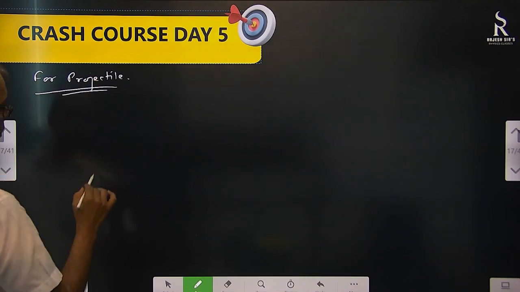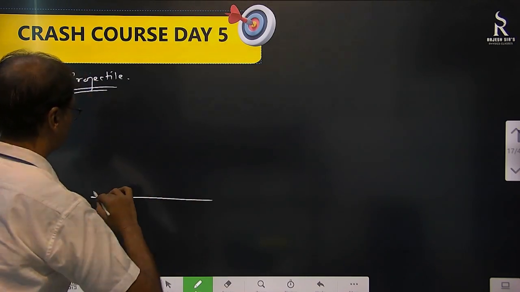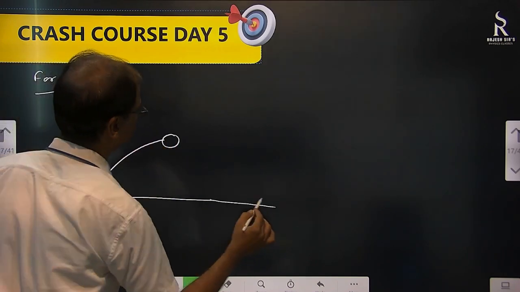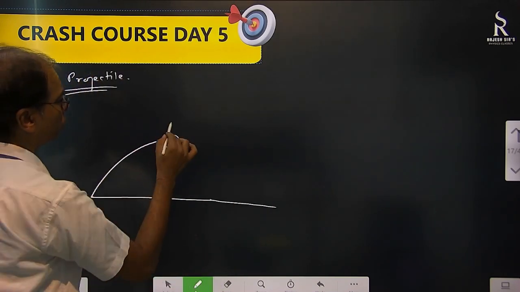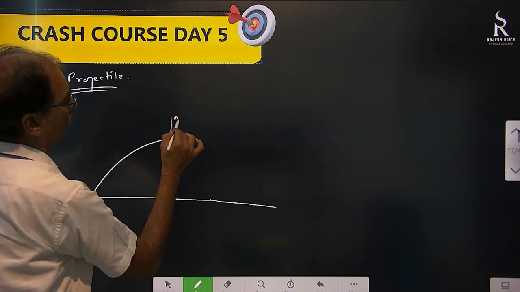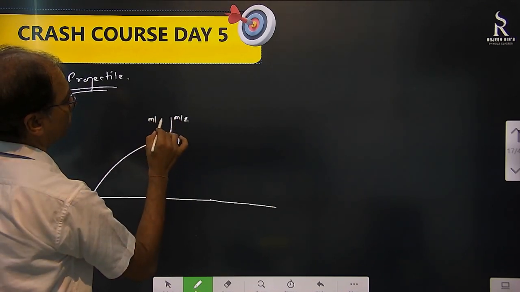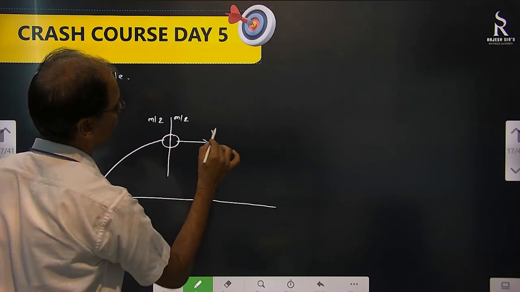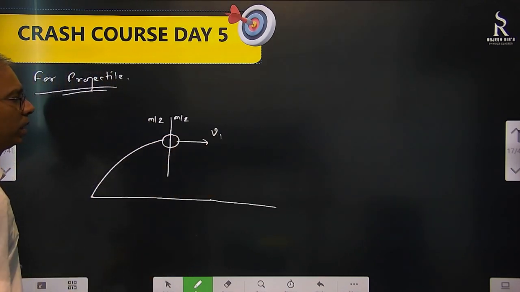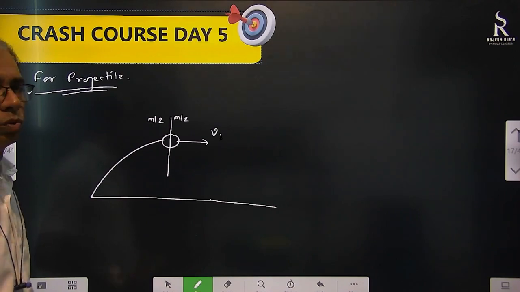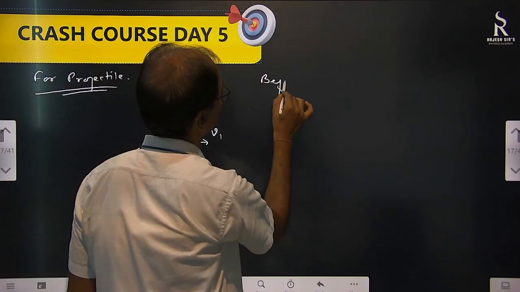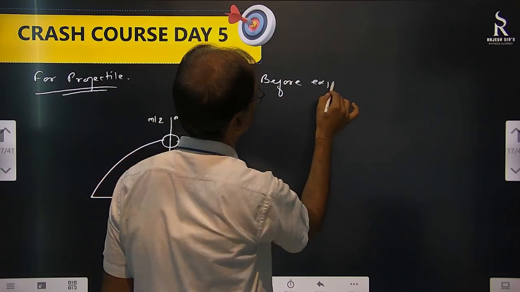Okay. So in projectile, suppose at the highest point, this ball is going to explode. And it explodes into two parts, maybe m by 2 and m by 2. So they will say that m by 2 is having what velocity? One velocity will be given. The remaining m by 2 part's velocity we have to find. What to do? Simple. Before explosion, what is the momentum? We have to talk about that first.